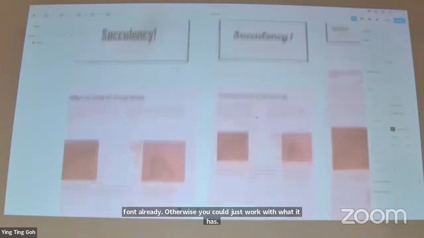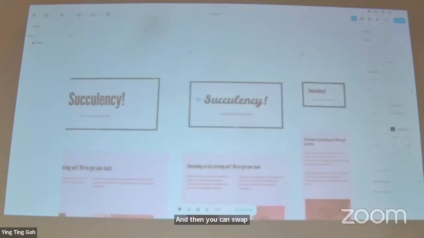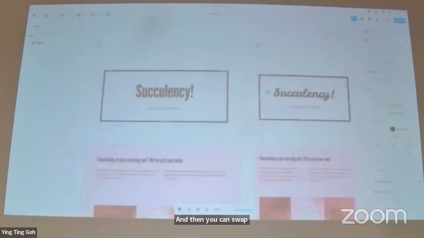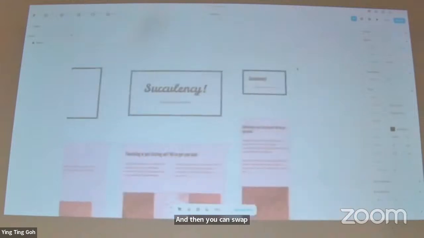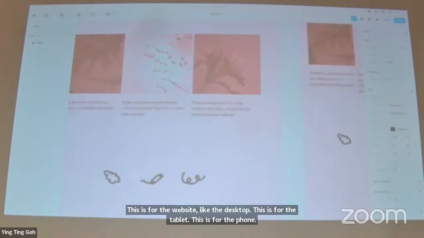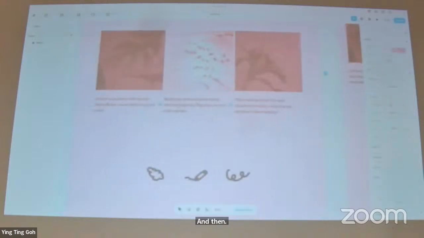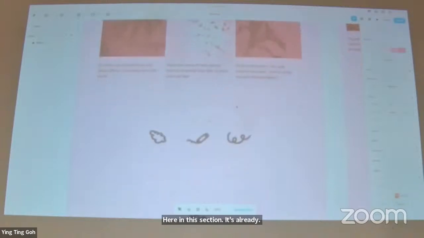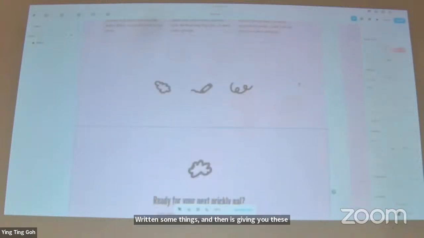And then you can swap it. And it's giving me 3 versions actually, Framer. This is for the website, the desktop. This is for the tablet. This is for the phone. And then here in this section, it's already written some things, and then it's giving you these things. But this is a drag and drop builder.